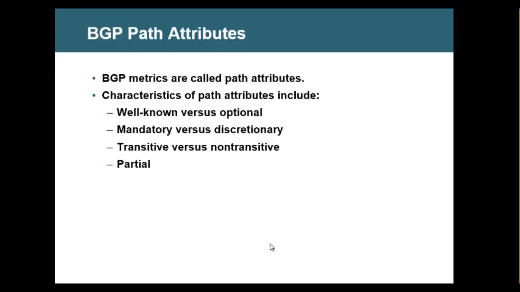So well-known means it is available, seen in every BGP device. That is well-known. Well-known mandatory, it must be there. Discretionary, it may be there. Though it is well-known, if it is there, good. If it is not there also, it's okay. That is discretionary. But well-known mandatory is it must be there. If it is not there, the packets or the updates are going to be discarded.